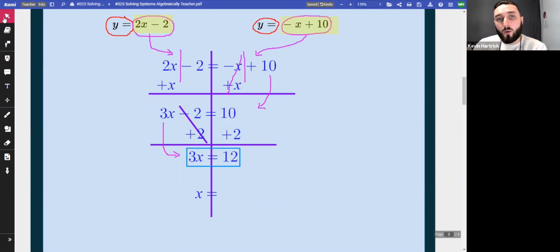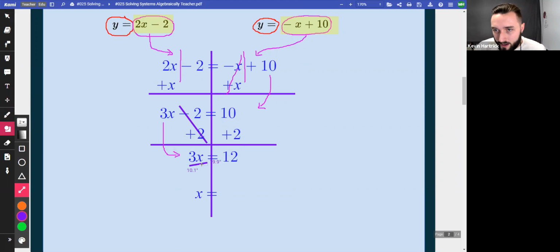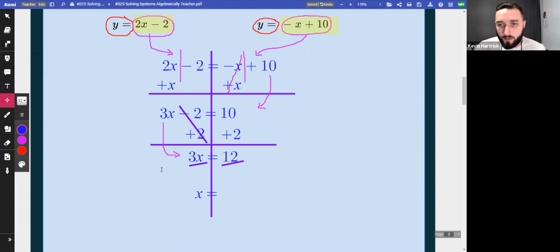So we got to figure out, how do I get rid of this 3? Well, what operation is happening here? Is this 3 times x or is this 3 divided by x? Well, I don't see a division sign, so it has to be multiplication, right? It's invisible. What's the opposite of multiplying by 3? It is dividing by 3. So I need to divide by 3 on both sides. Okay, so I'm going to divide by 3. And 12 divided by 3 I know is 4, so my x equals 4.